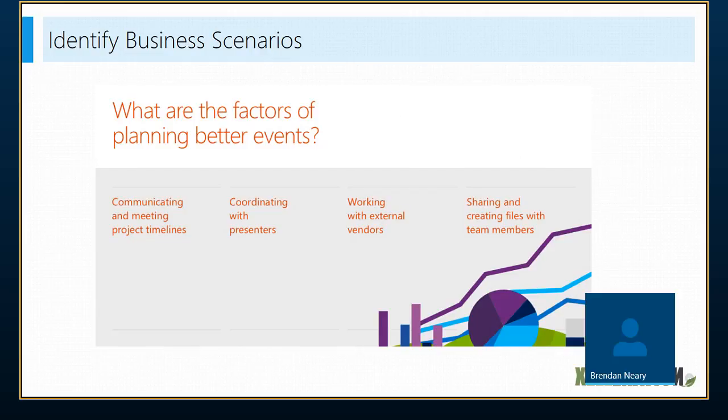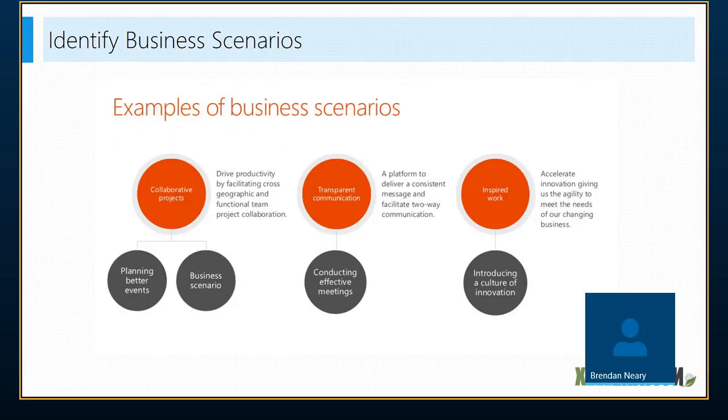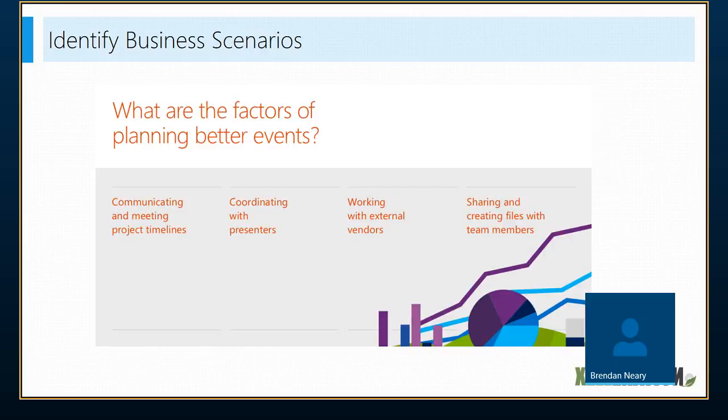In the slide we just saw, you can see the lower left gray bubble, planning better events. Let's take a look at that specific business scenario and talk about what are the factors of planning better events. So see how we're drilling even deeper into what do you mean by planning better events? Well, here's what we mean. We mean communicating and meeting project timelines. That's important to us. Okay, fine. What else? Well, coordinating with presenters is a challenging thing.